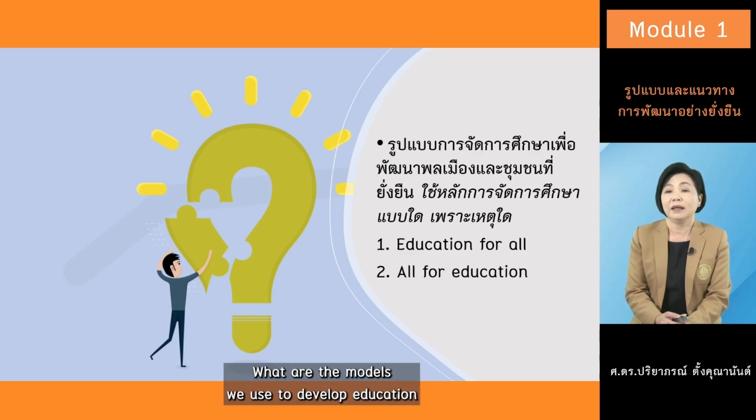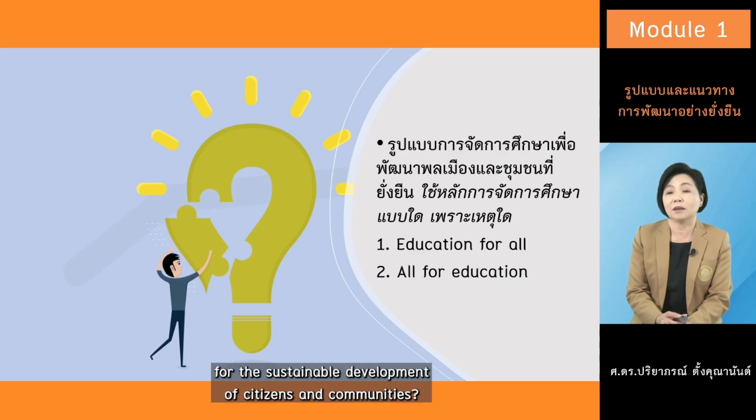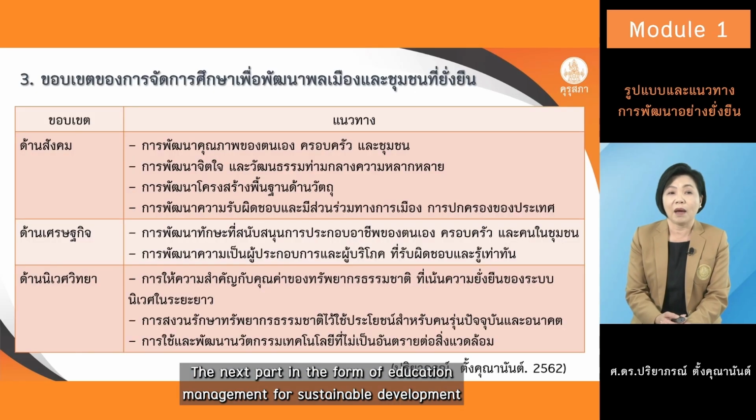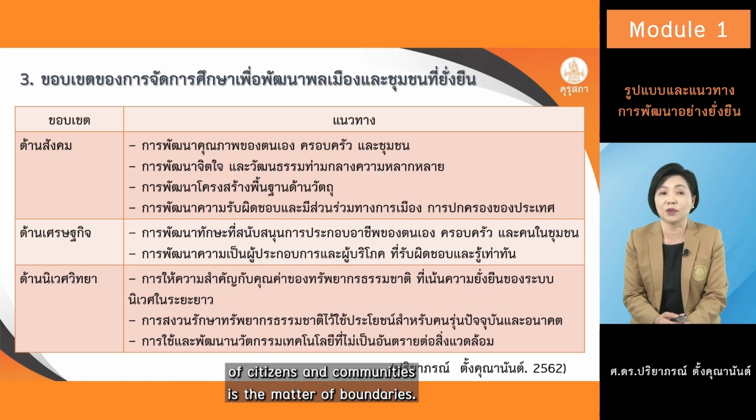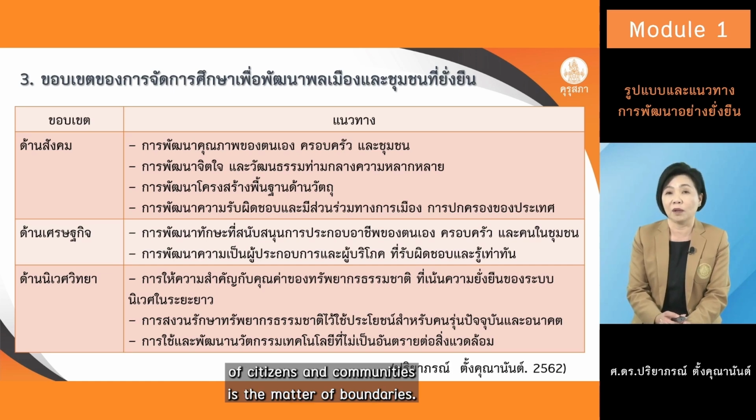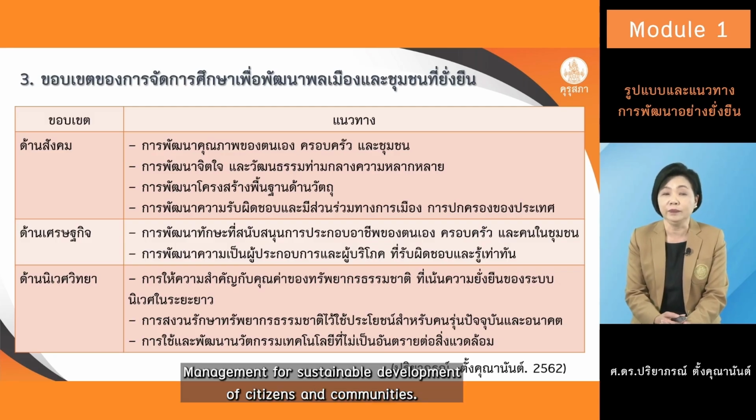What are the models we use to develop education for the sustainable development of citizens and communities? The next part in the form of education management for sustainable development of citizens and communities is the matter of boundaries: the scope of education management for sustainable development of citizens and communities.